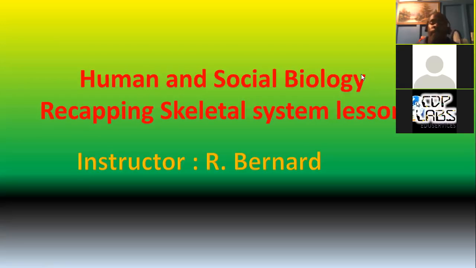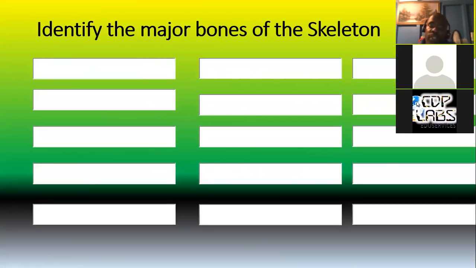All right. So now in recapping, we'll be using the objectives that are stated in the syllabus. The first objective in the syllabus says that you should identify the major bones of the skeleton. So I'm going to ask you guys in alphabetical order. Now Alia comes before Chevelle. So I'm going to ask Alia to give me the name of one of those major bones. Alia?